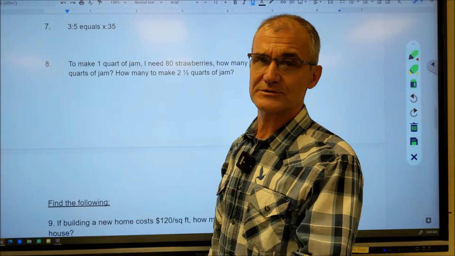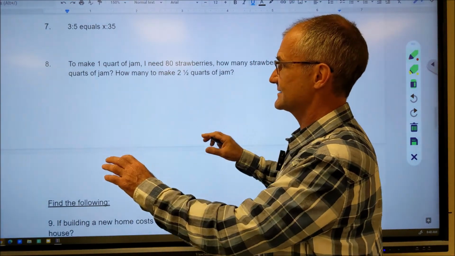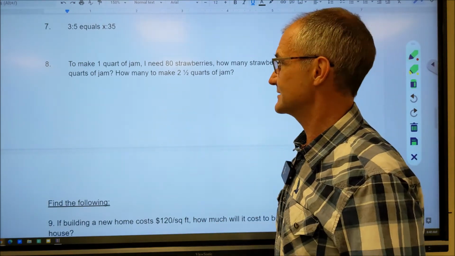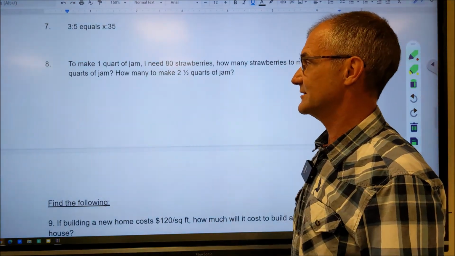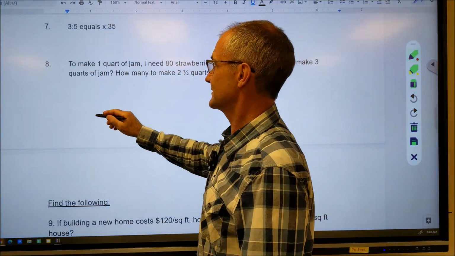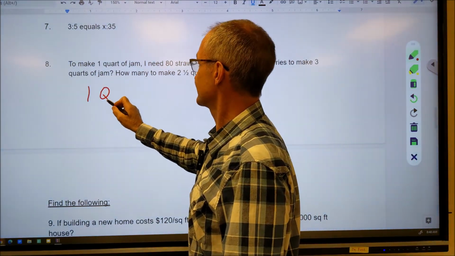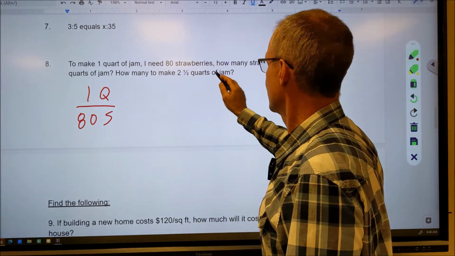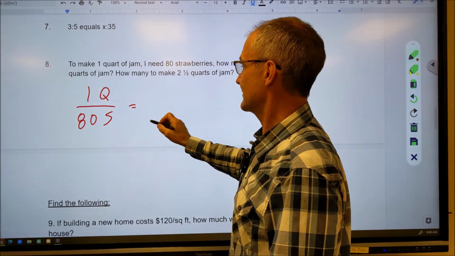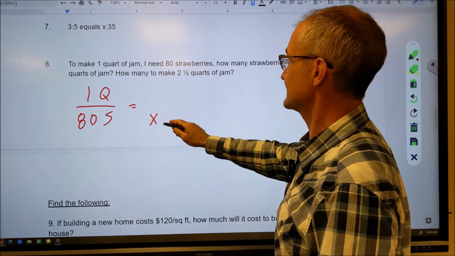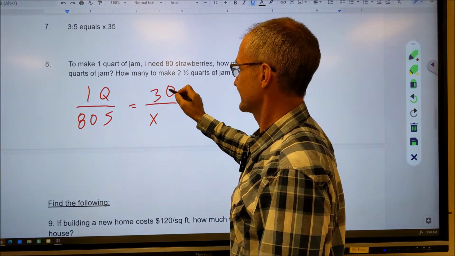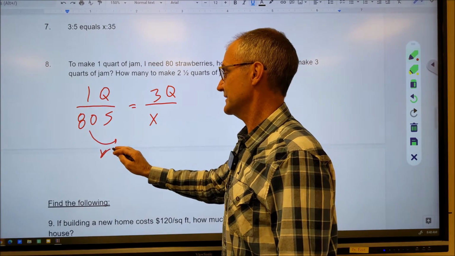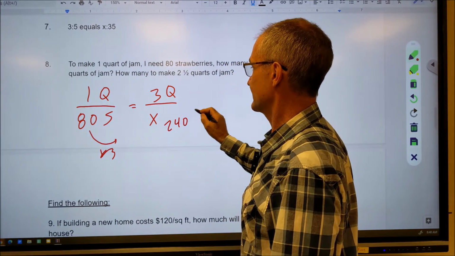Okay, let's do one proportion word problem right here. I'm going to take that sentence and break it down into fractions, figuring out what fraction I need to solve for. So all I'm going to do is read through there and set up one ratio equal to another. I have 1 quart of jam, and I need 80 strawberries. So 80 strawberries equals 1 quart. How many strawberries to make 3 quarts of jam? And then 1 times 3 puts you here. So 80 times 3 gives you 240 strawberries.